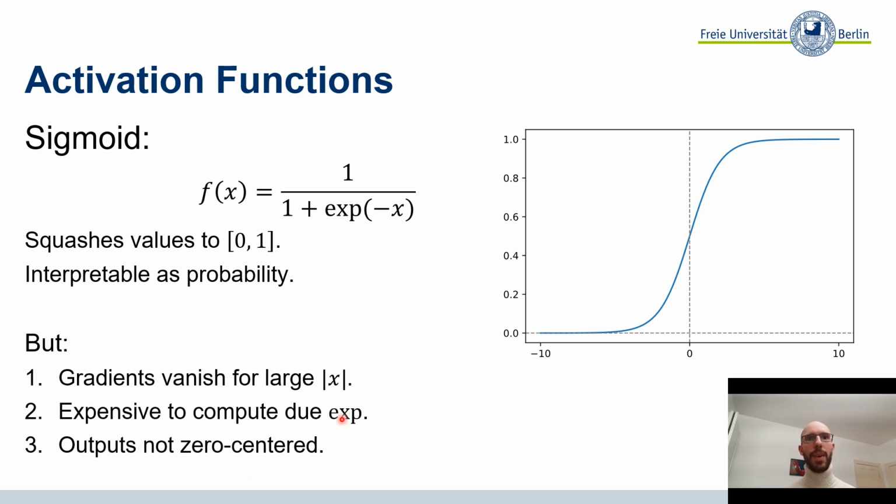The second disadvantage is that the sigmoid function is expensive because we need to compute the exponential function. And finally, another disadvantage is that our outputs are not zero-centered. This is also a disadvantage because if we have negative and positive outputs, after applying the sigmoid function all our negative outputs are going to vanish. The negative part is just going to vanish, and this might not be a good property to have.